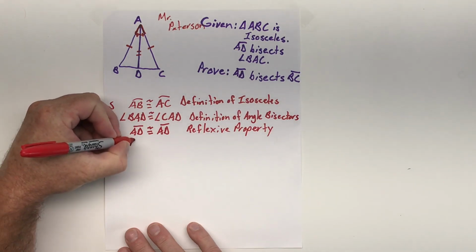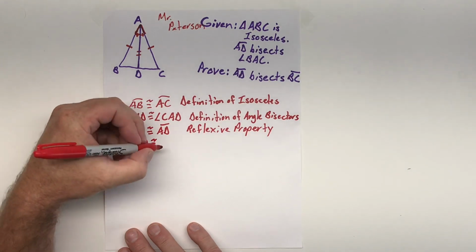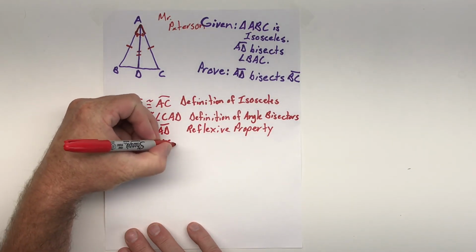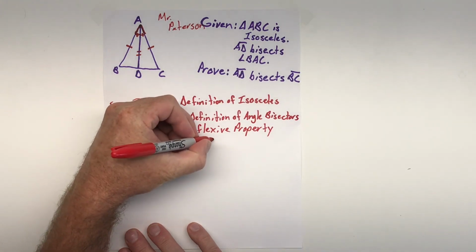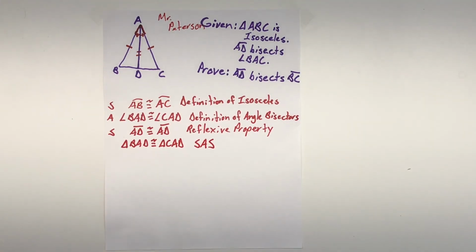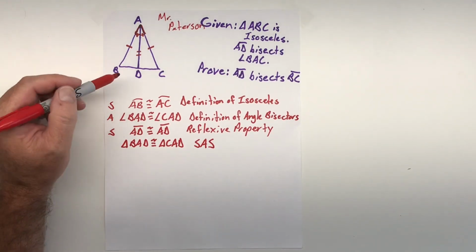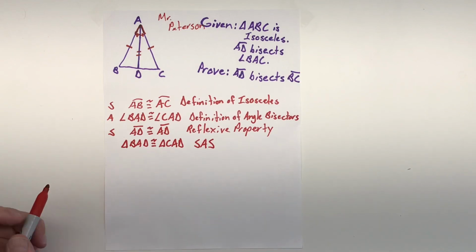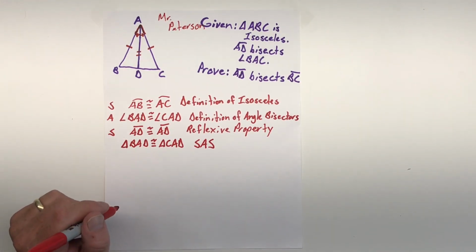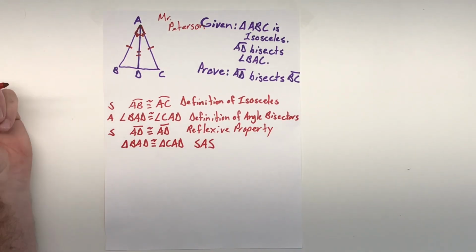Triangle BAD is congruent to triangle CAD because of side, angle, side. We have a postulate that says two triangles are congruent if they have the same side, angle, side configuration. And we do here. So once those two triangles are congruent, that means all of the parts of those triangles are congruent. So angle B and angle C are congruent to each other.